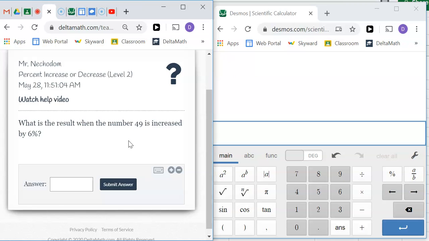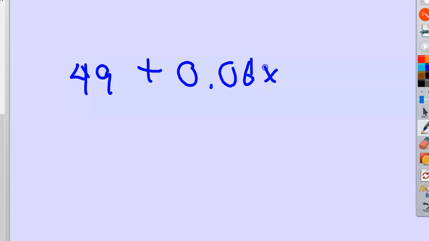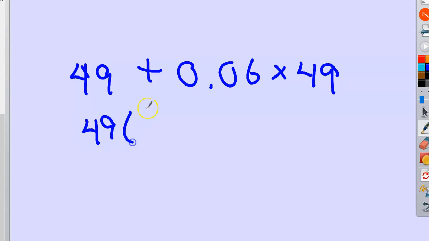Okay, so what that looks like is this. Here's 49 and adding 6% of 49. Okay, it's a little sloppy. Let me see if I can clean that up a little bit. Okay, so here's 49 plus 6% of 49. Well, eventually what we did was say, you know what, we could write this another way.